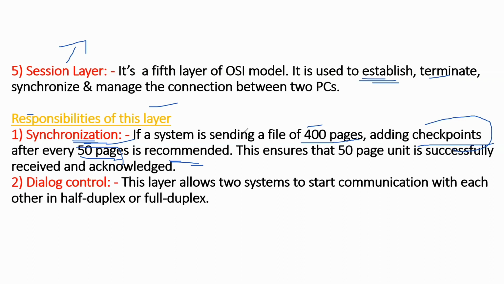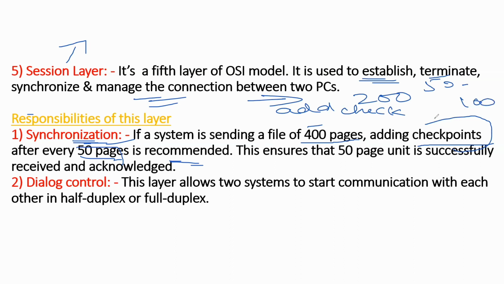Means in this session layer, suppose I am sending some data, and this data is about 400 pages, 200 pages, or 100 pages. Suppose I send 200 pages. This session layer will add some checkpoints: the first checkpoint after 50 pages, then after another 50, that is 100, then 150, and then 200. So it will assign four checkpoints on this file. By these checkpoints, I can ensure the packets or file pages were successfully received or not.